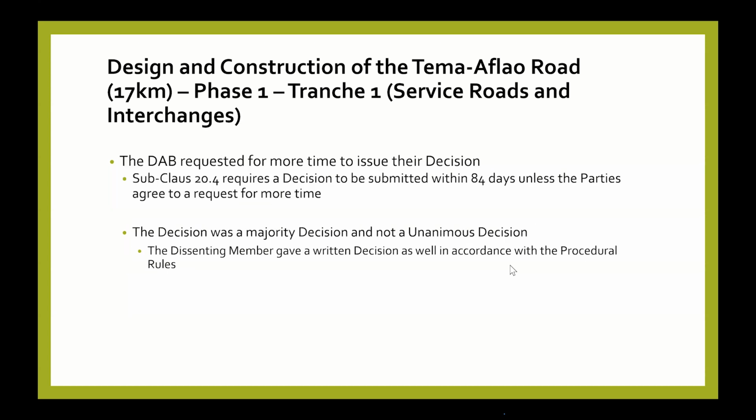And then it took them a while. They could not issue their decision within the 84-day period, but they asked for, I think, an additional week or two, and the decision was issued. Unfortunately, we didn't have a unanimous decision, but we got a majority decision. The dissenting member gave a written decision as well in accordance with the procedural rules. If you dissent, you have to issue a decision as well. So all of the requirements were provided for.